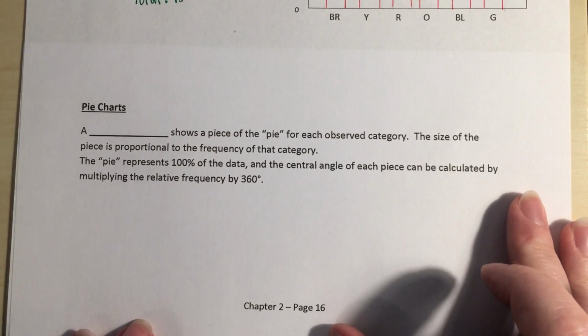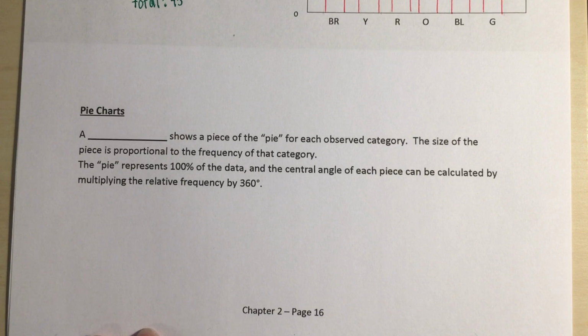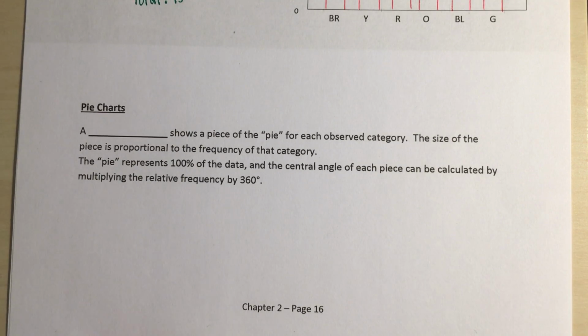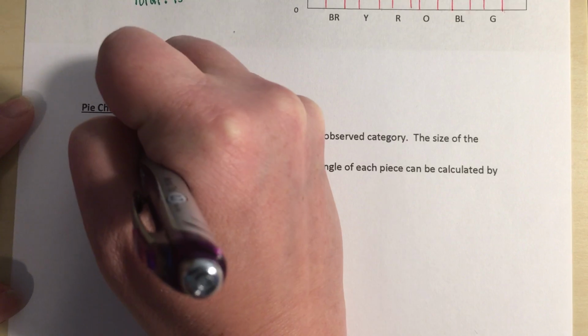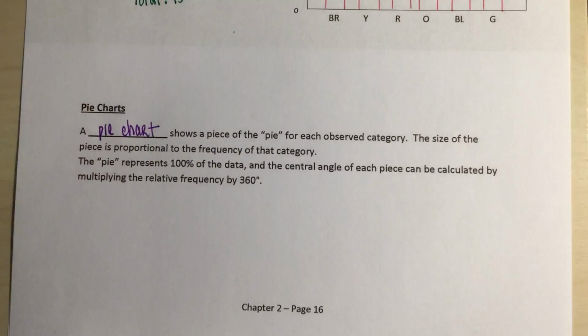Right, in our next example for section 2.3, we're going to look at another way of visualizing our categorical data. We already talked about bar charts, and now we're going to talk about pie charts. A pie chart shows a piece of the pie for each observed category, so we think of these as wedges of a circular pie. The size of the piece is proportional to the frequency of that category. The pie represents 100% of the data, and the central angle of each piece can be calculated by multiplying the relative frequency by 360 degrees, which we'll talk a little bit more about in our last example.